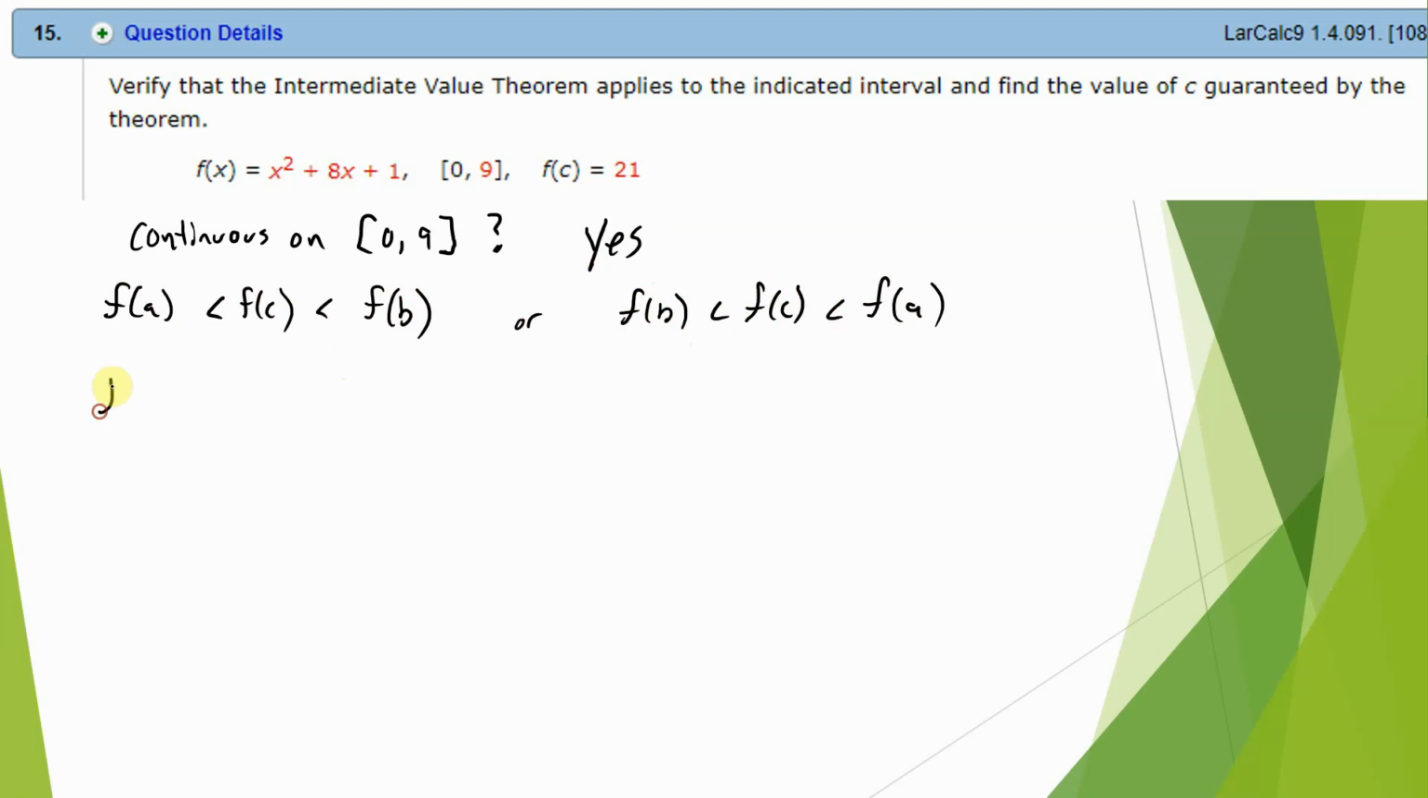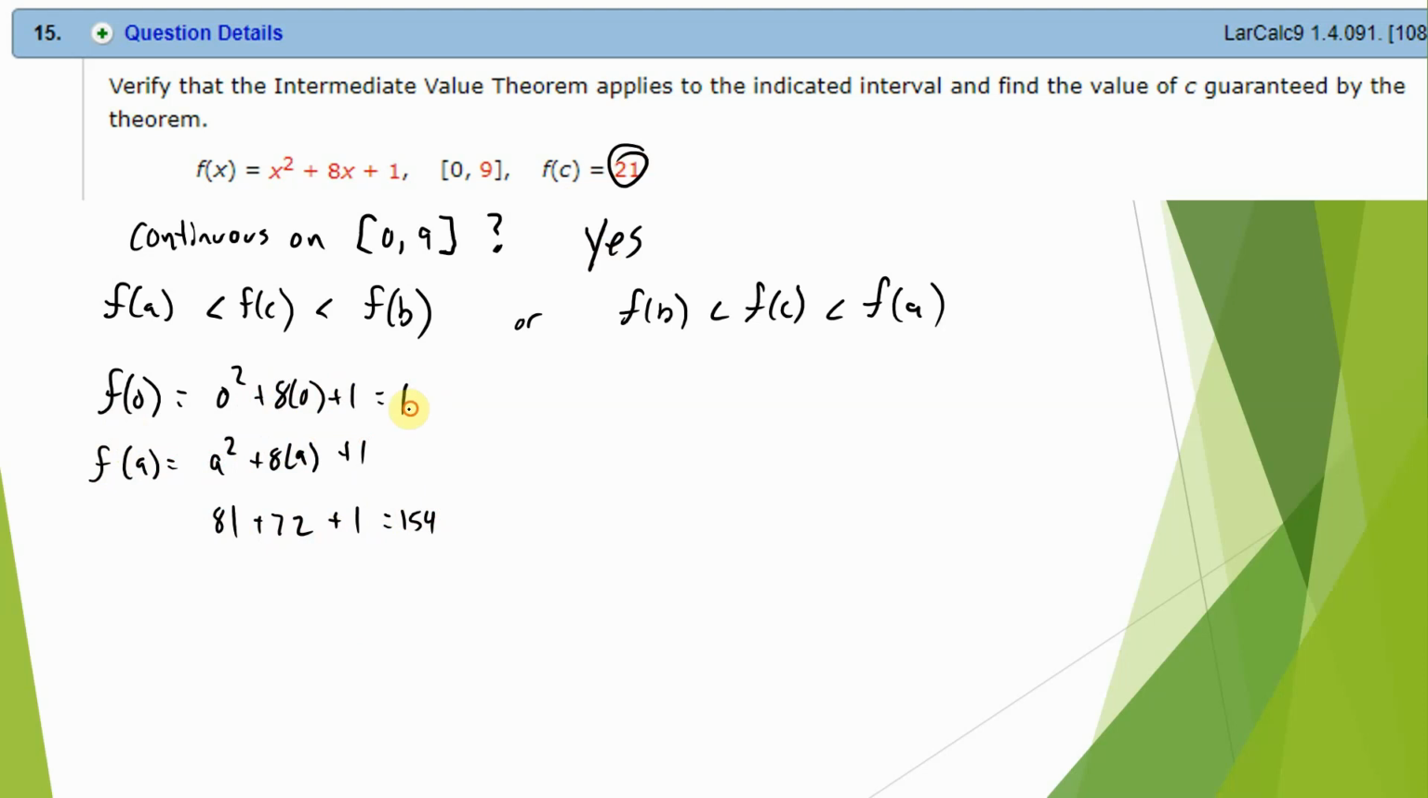So let's find f of 0 equals 0 squared plus 8 times 0 plus 1 equals 1. F of 9 equals 9 squared plus 8 times 9 plus 1, which is 81, plus 72 plus 1, which is going to be 154. So does 21 fall between 1 and 154? 1 is less than 21 is less than 154. Yes. So we know that it does apply.